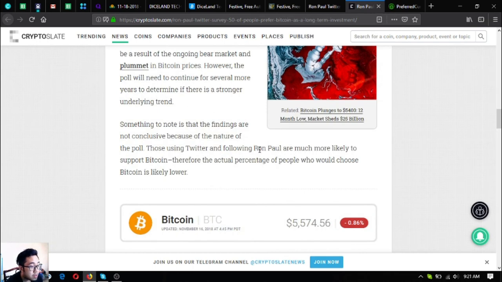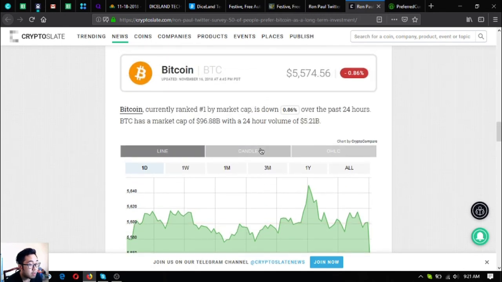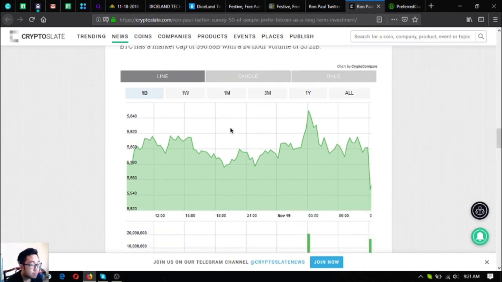Something to note is that the findings are not conclusive because of the nature of the poll. Those using Twitter and following Ron Paul are much more likely to support Bitcoin. Therefore, the actual percentage of people who would choose Bitcoin is likely lower. Bitcoin, currently ranked number 1 by market cap, is down by 0.86% over the past 24 hours. BTC has a market cap of $96.88 billion with a 24-hour volume of $5.21 billion.